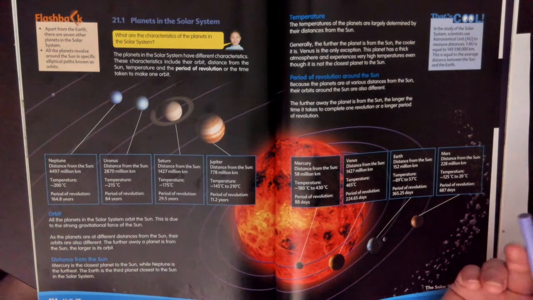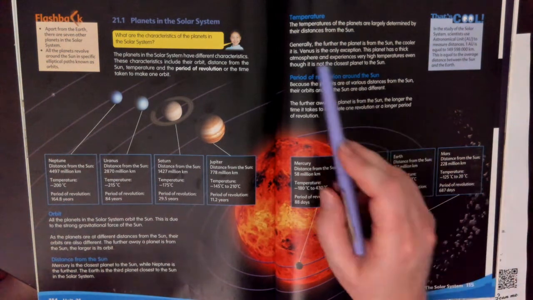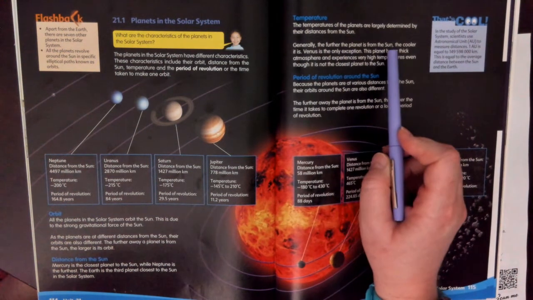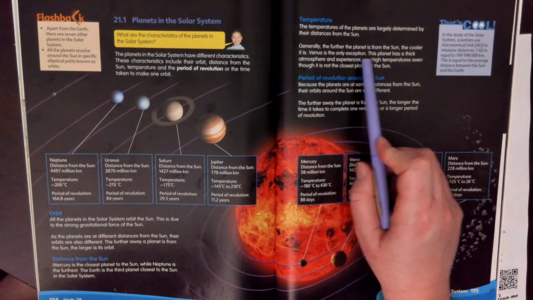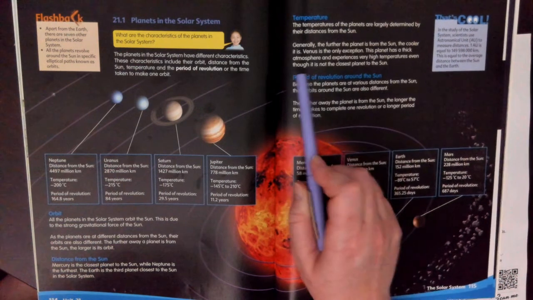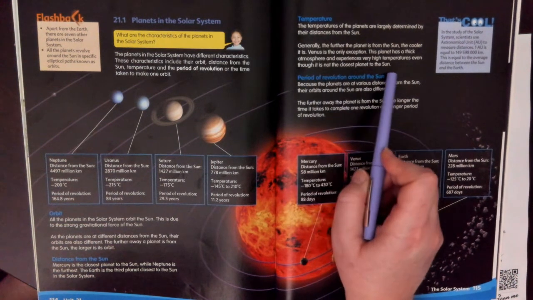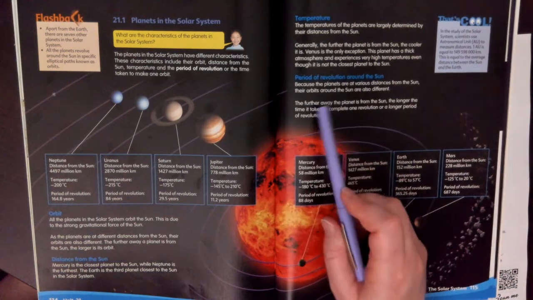So the temperature is not completely determined by the distance from the Sun, but it does have an influence. Generally, the further the planet is from the Sun, the cooler it is. Venus is the only exception. This planet has a thick atmosphere and experiences very high temperatures, even though it is not the closest planet to the Sun.